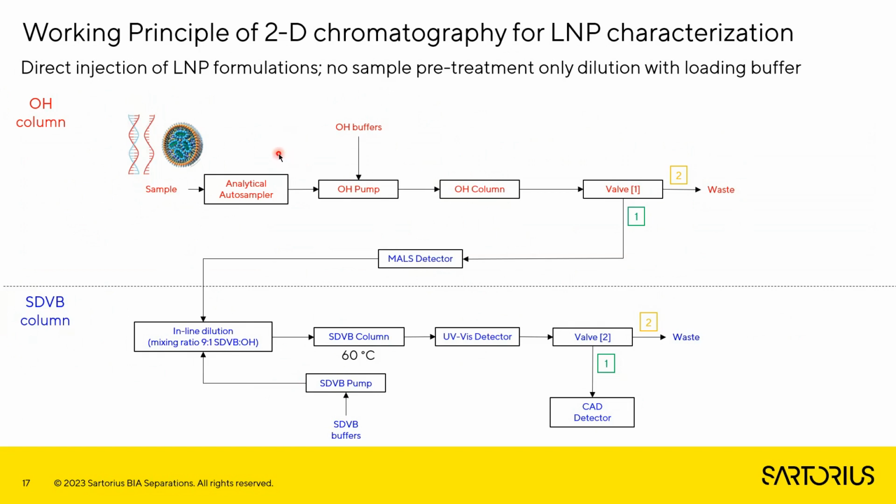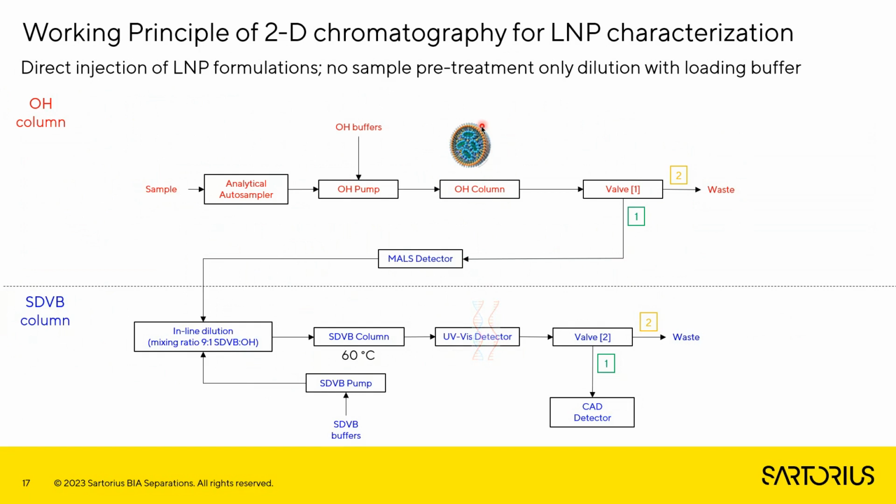So when the sample is injected on the system, the lipid nanoparticles are caught on the first column, and the nucleic acids go directly ahead to the second column, where we can separate them and analyze them using the UV detector.